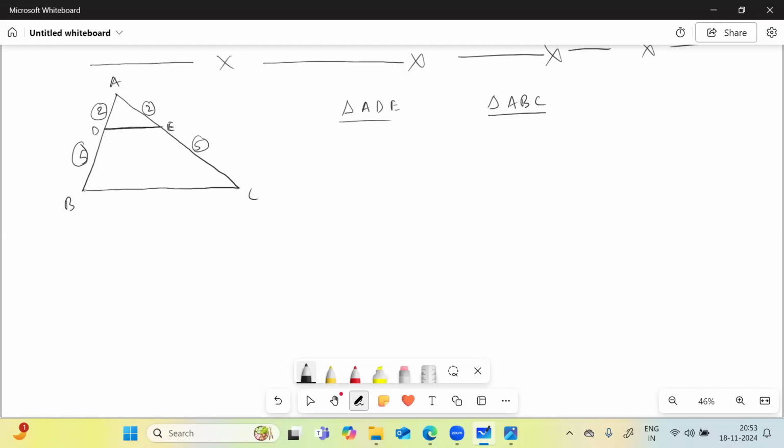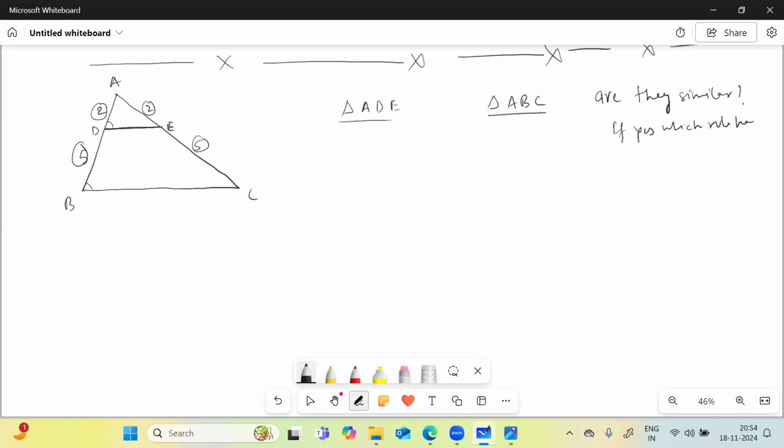Now can anyone tell me whether these two triangles are similar or not? Are they similar? And if yes, which rule have you applied here? Angle, angle, angle. No, wouldn't angle ADE be equal to angle ABC? And angle A is common. Why will these two angles be the same?